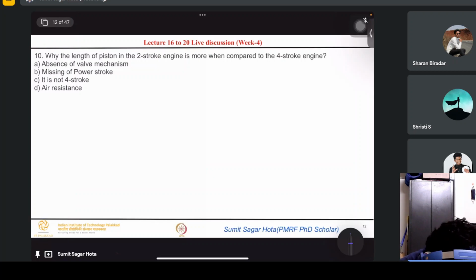Why is the length of the piston in the two-stroke engine more than in the four-stroke engine? So the answer is obviously A: absence of valve mechanism.